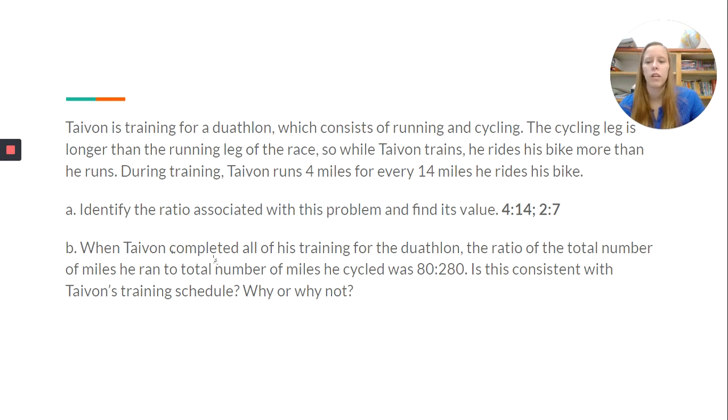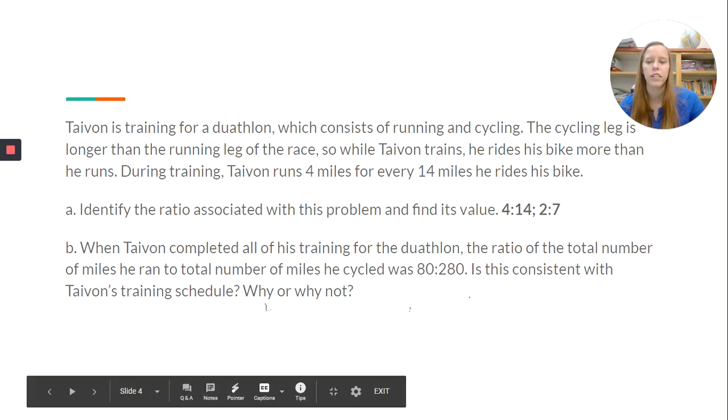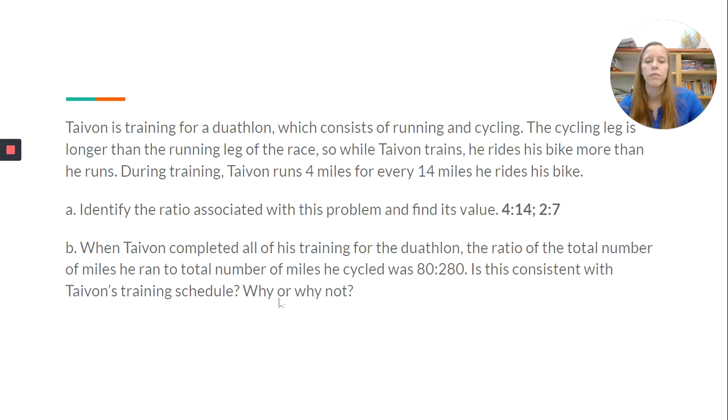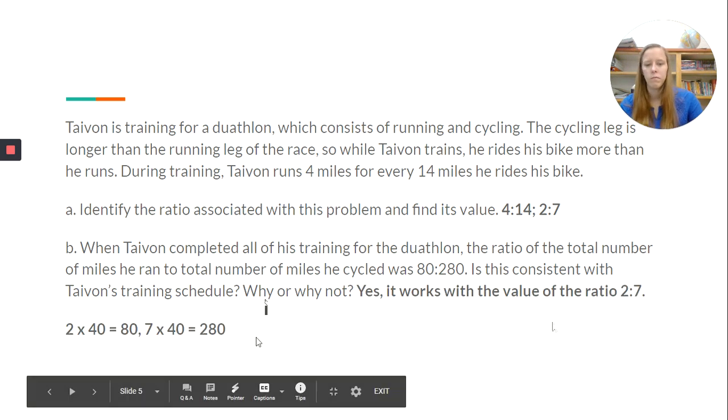So when Tayvon completed all of his training for the duathlon, the ratio of the total number of miles he ran to the total number of miles he cycled was 80 to 280. Is this consistent with Tayvon's training schedule? Why or why not? Well, if we divide 80 by 2, we get 40. And if we divide 280 by 7, we get 40. So is this consistent? Yes, because it's equivalent to 2 to 7. Okay? Again, there's a breakdown of it there.